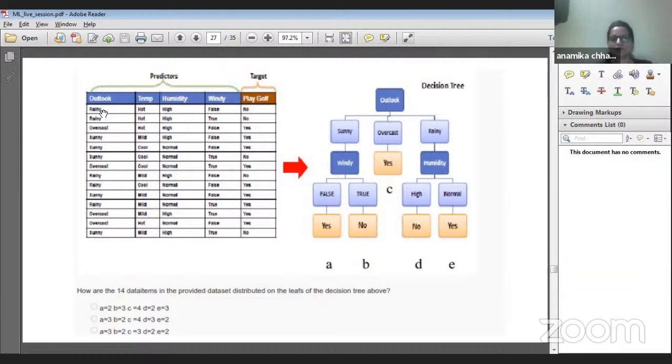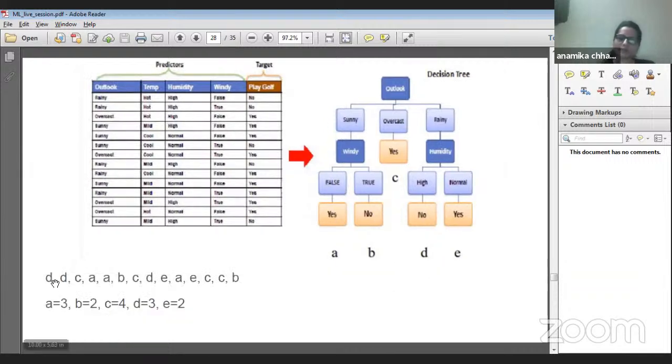The outlook of the first one is rainy. We go over here, rainy, and now it is asking us what is the humidity. Humidity is high, so we go over here and we reach this leaf, which means D. So we make a note over here. Like this we will make a note of all the instances. Let's follow one more. Outlook is rainy, and humidity again is high, so again we come to D. We note down D.